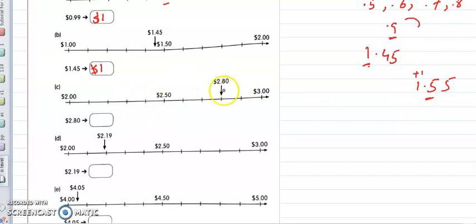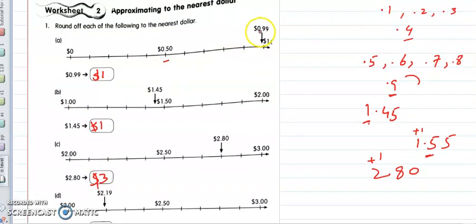And the next one is $2.80. If I write 2.80, it is 0.8. So when it is 0.8, we will add 1 to the dollar, so it will become $3. So it will round to $3. Also, if you look at this line shown here, you can see 0.99 is near to 1 as compared to 0. So that's why we write it. In the same way, this 2.80 is near to 3 as compared to 2. So that is why it will round to $3.